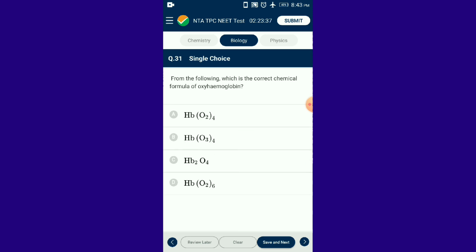Question number 31. From the following, which is the correct chemical formula of oxyhemoglobin? The erythrocytes contain a red colored respiratory pigment called hemoglobin. It is an oligomeric globin which consists of four polypeptide chains joined to each other through non-covalent bonds. It contains a prosthetic group called heme group. Oxyhemoglobin is the oxygen molecule combined with hemoglobin. Approximately 97% of oxygen is carried by hemoglobin, only 3% of oxygen is transported in plasma in dissolved state. The answer for this question is option A. That is the correct chemical formula of oxyhemoglobin.